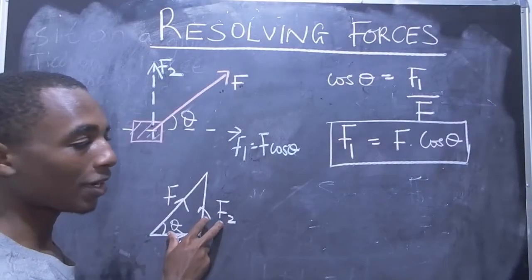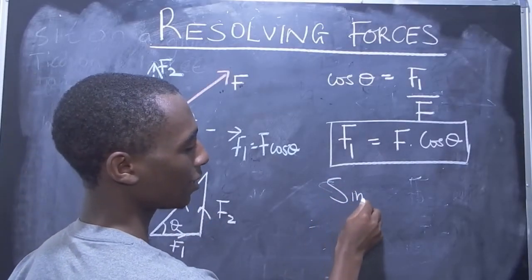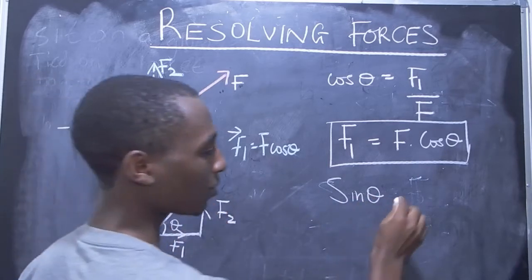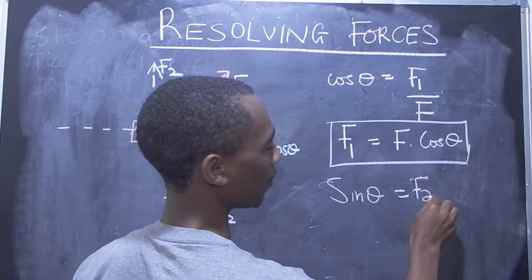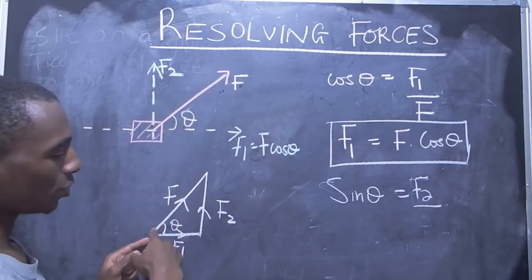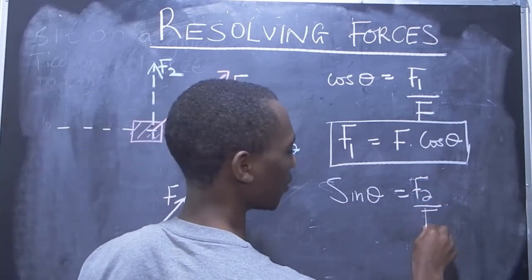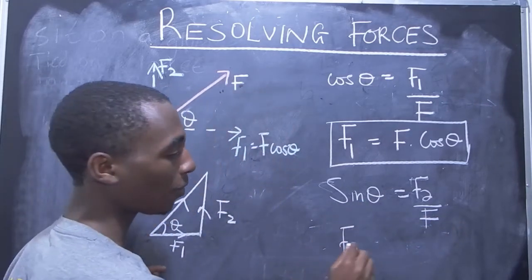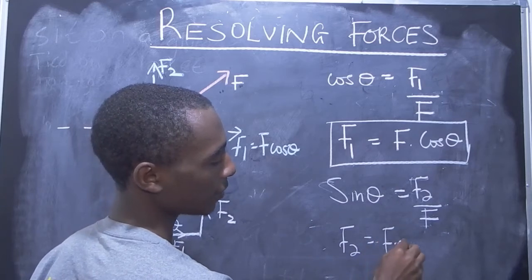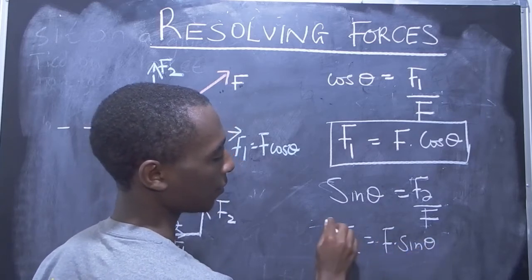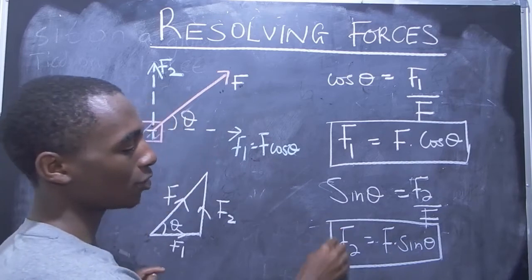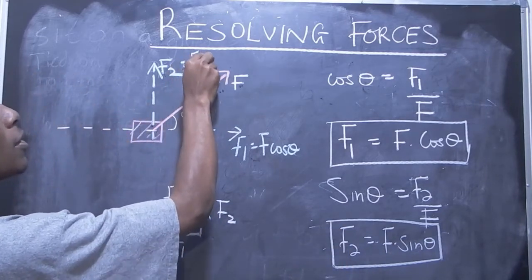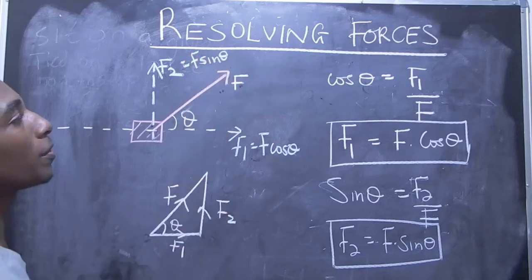Let's find out what F2 is in terms of F. So still from this triangle, you can see that the sine of this angle theta is the opposite, which is F2, divided by the hypotenuse, which is F. So from this we can see that F2, which is the vertical component, is F times sine of theta. That's going to be our vertical component. So F2 is F times sine of theta.